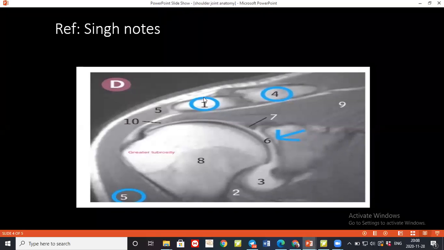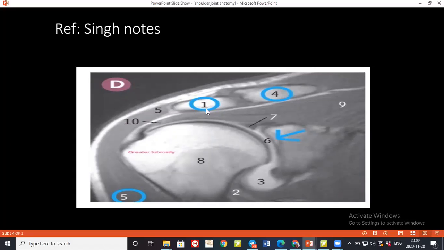Can you identify the structures 1 to 10, please? What is 1? One is, ma'am, acromion process. And what is 2? Two is, ma'am, the quadrangular space, which contains the axillary nerve and the posterior circumflex humeral vessels. Yes, 3. Number 3 is, ma'am, axillary recess. What is axillary recess? Ma'am, it acts like the lower end of the shoulder joint. It acts like a bursa for this shoulder joint, ma'am.